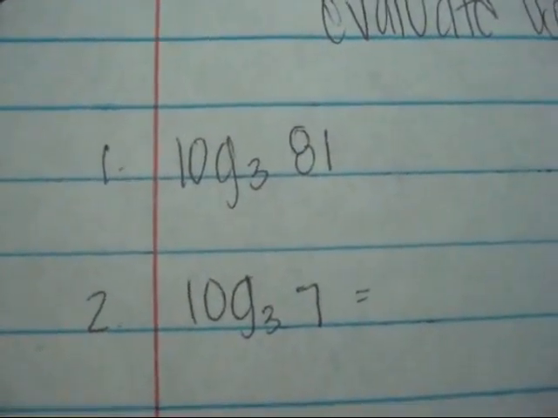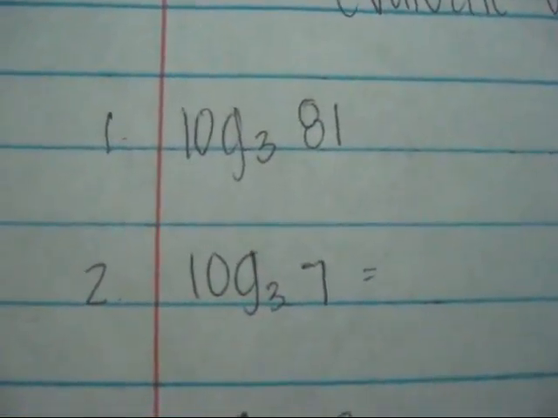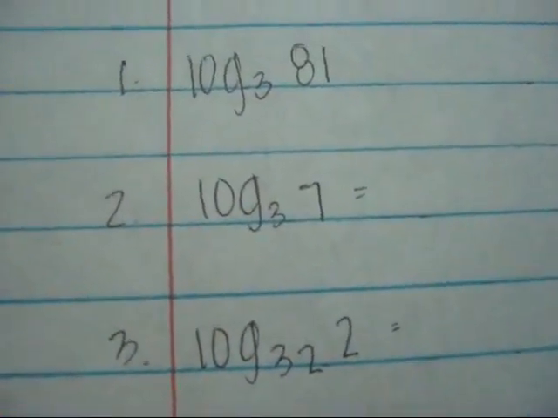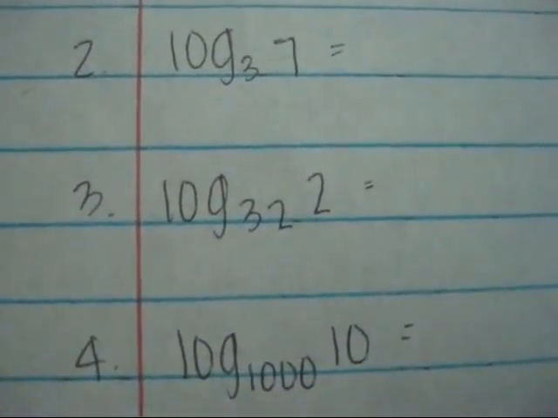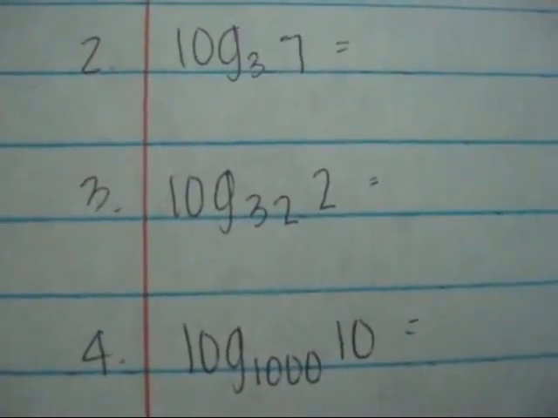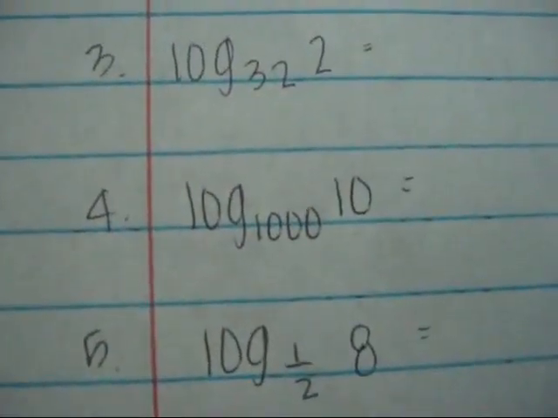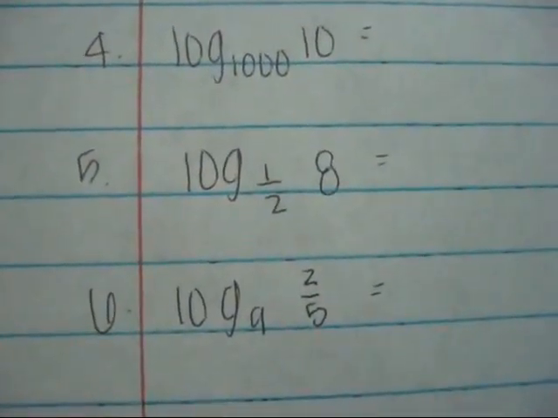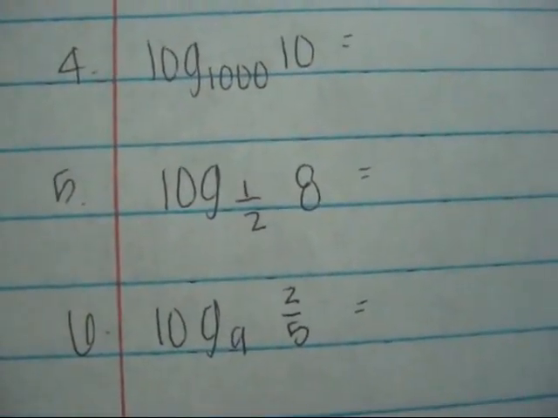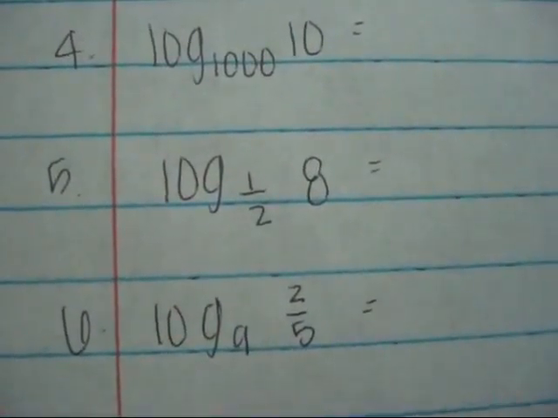The first problem is log base 3 of 81. The second problem is log base 3 of 7. The third problem is log base 32 of 2. The fourth problem is log base 1000 of 10. The fifth problem is log base half of 8. The sixth and final problem is log base 9 of 2 over 5.